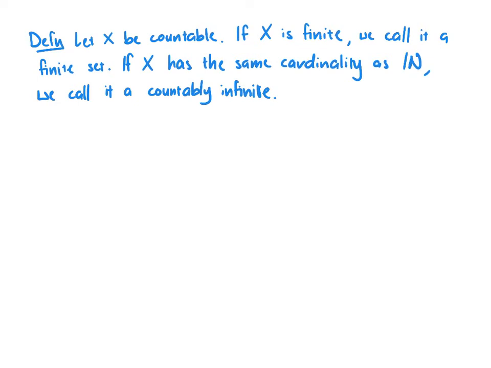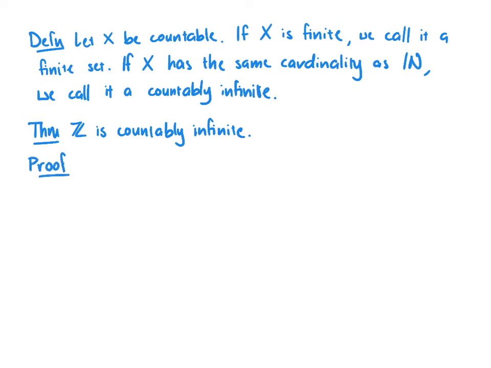So here's a theorem. Certainly N is countably infinite. Just the identity function on N is a bijection from N to itself, so certainly N has the same cardinality as itself. But here's a theorem. The integers Z is a countably infinite set.